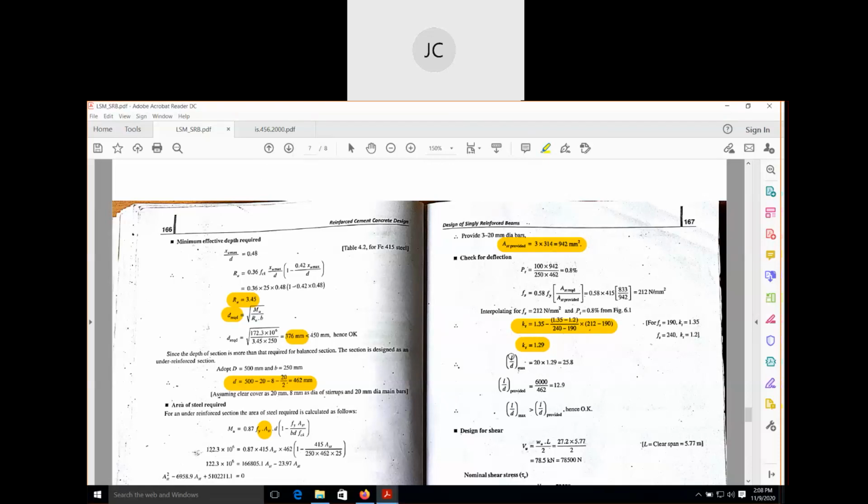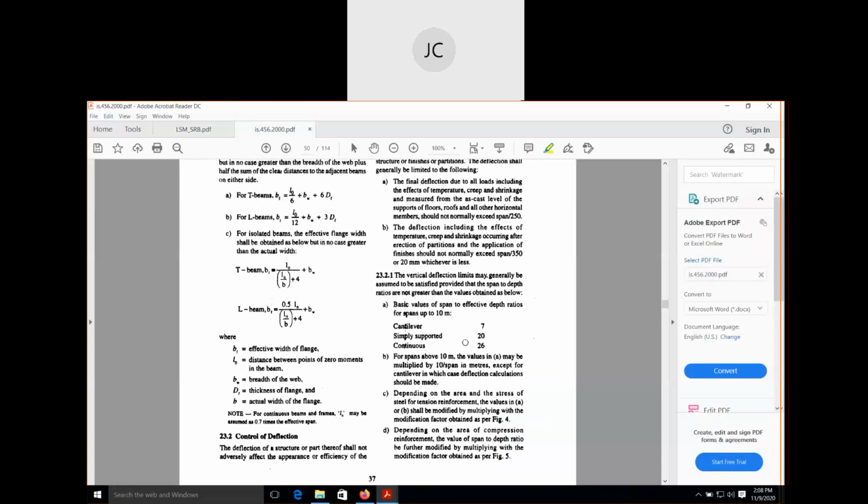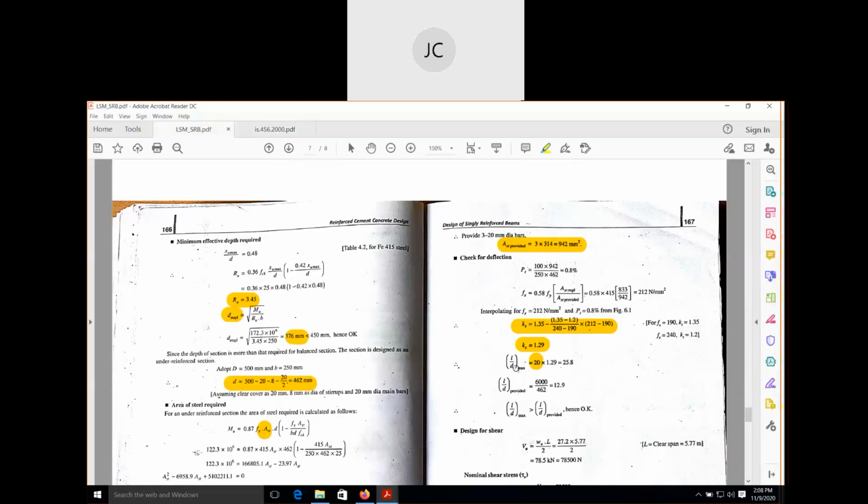Therefore, L by D max. This is 20. 20 means for a simply supported beam, the maximum value of L by D ratio is 20, as given in IS456. See this table. For a simply supported beam, the maximum L by D ratio should be 20. So L by D max equal to 20 into modification factor, that means 20 into K. K value is 1.29.